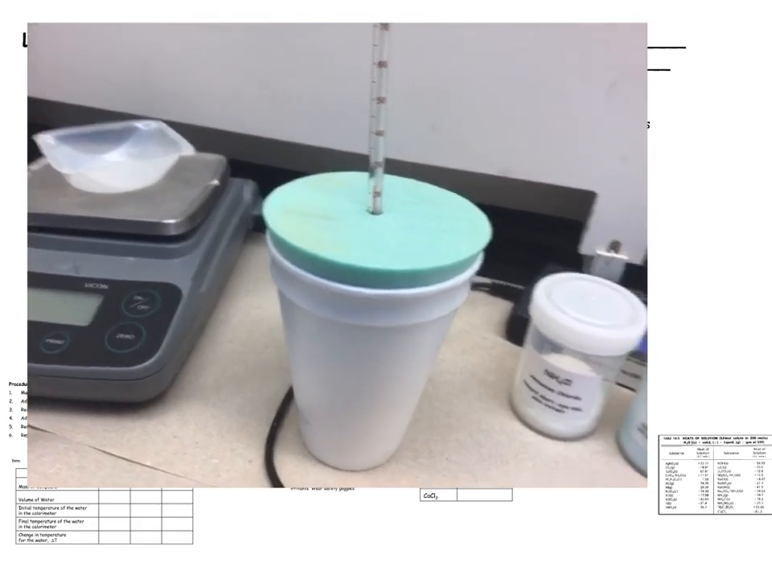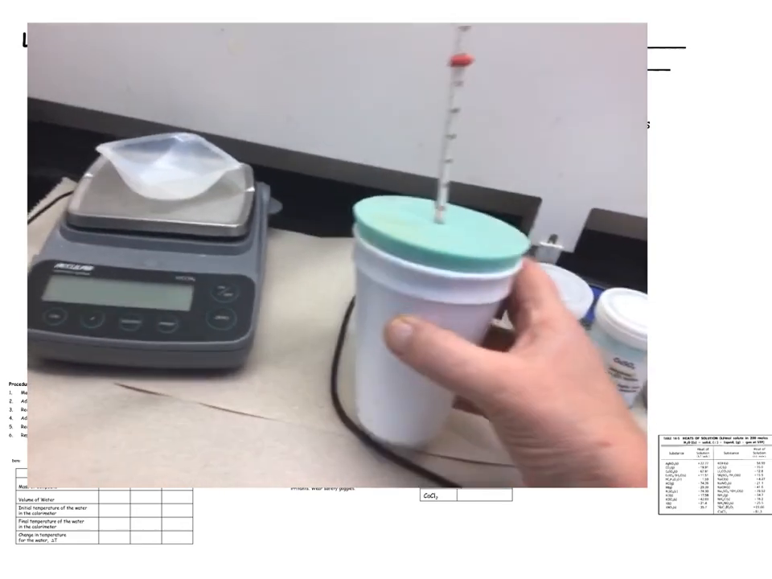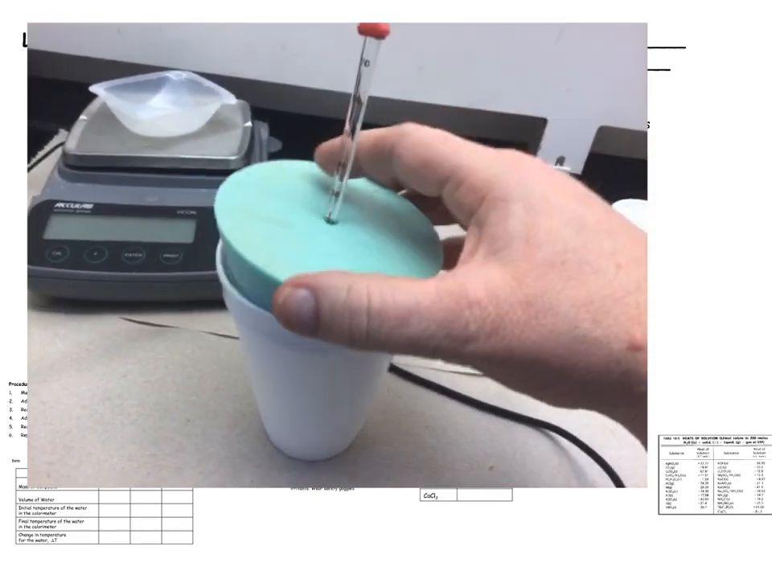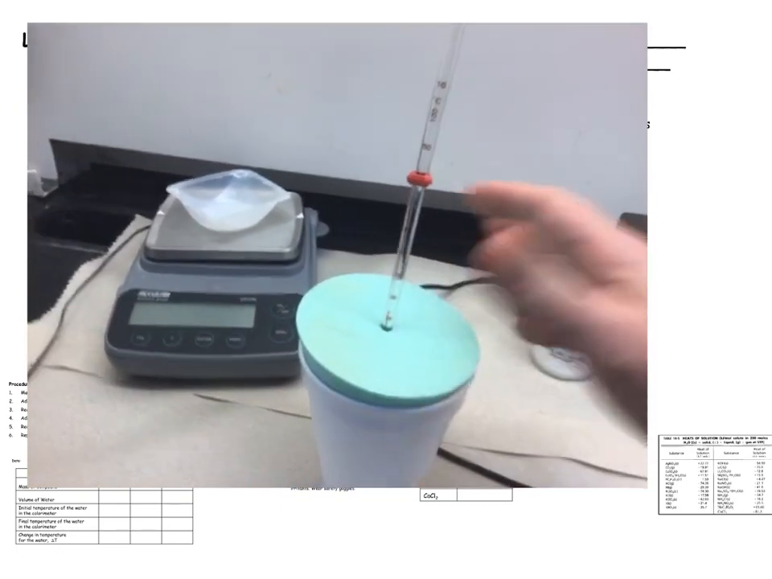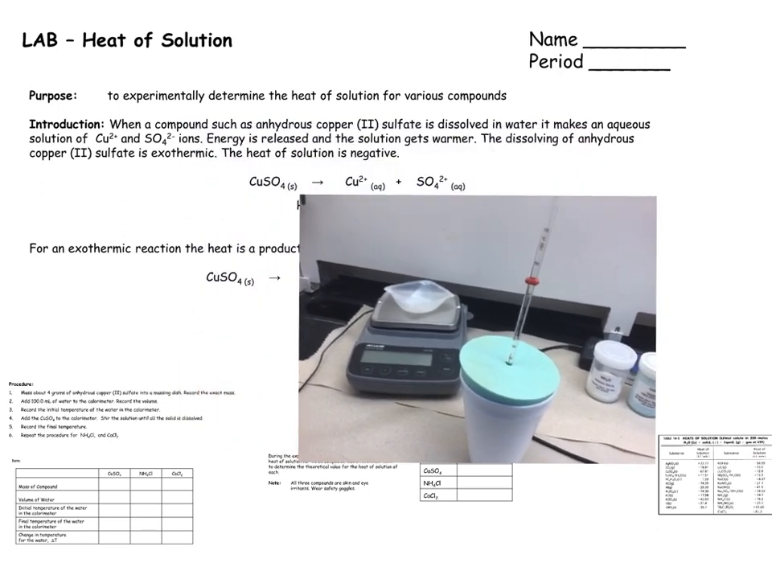Hello everyone. This is a calorimeter. It's basically a styrofoam cup with a lid on it and then a thermometer. We use it to do thermal chemical experiments like the one we're going to do today called heat of solution.